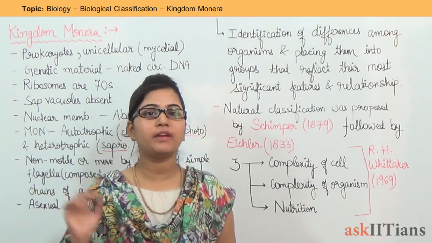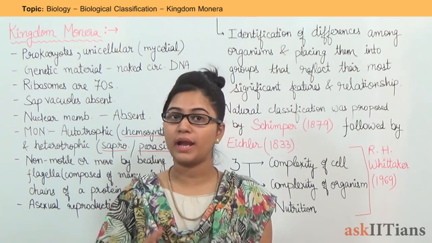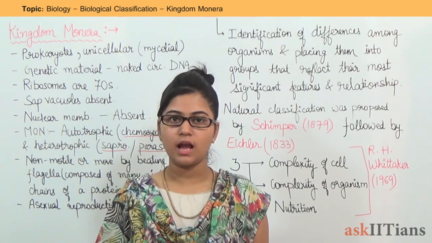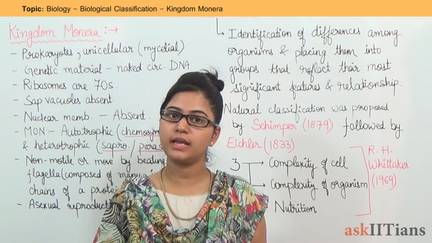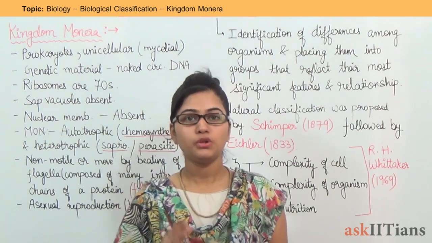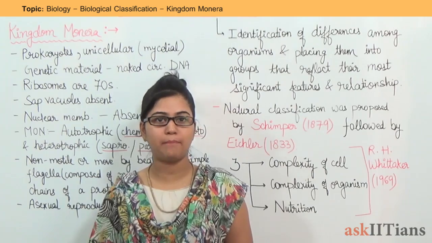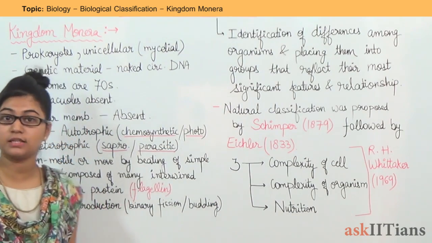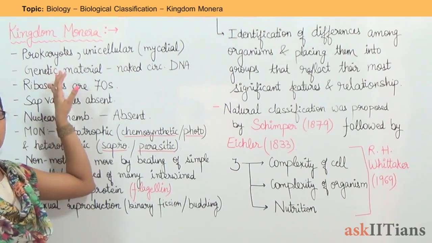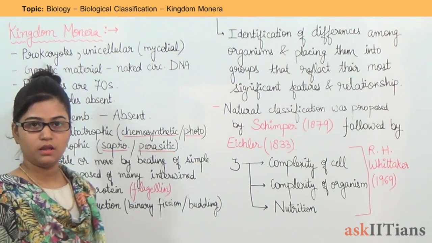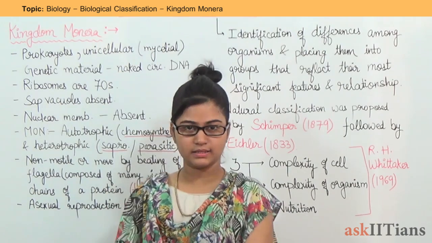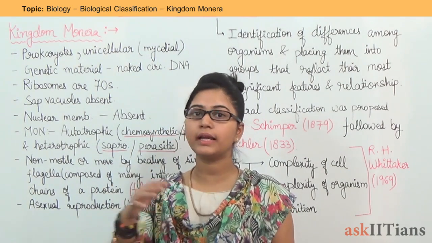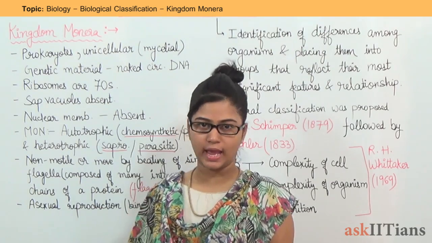Now, 5 kingdoms are classified by Whittaker. These are kingdom Monera, kingdom Protista, kingdom Fungi, kingdom Plantae, and kingdom Animalia. Today we are going to discuss about kingdom Monera. So let's start with the characteristics of kingdom Monera. First one, these are prokaryotes and unicellular organisms. All the prokaryotic organisms come under kingdom Monera. Other kingdoms have eukaryotic organisms.